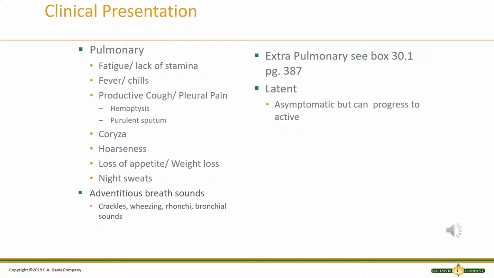Extrapulmonary TB, the symptoms are going to depend on the part of the body that's affected, so please see the box inside your text on page 387 for those. Latent TB is going to be asymptomatic, but it can progress to active TB, so it's important it's identified and treated. In your physical exam, adventitious breath sounds can be crackles, wheezing, rhonchi, or bronchial sounds for pulmonary TB.